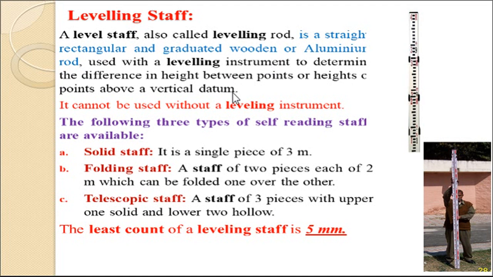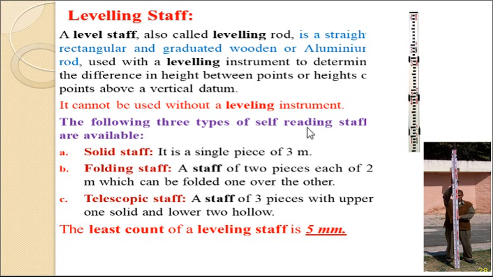It is generally used in leveling operations with the level instrument to determine the difference in heights between points that are above or below the datum level. It cannot be used without the leveling instrument, because we cannot use the staff alone to observe the readings. Hence where we have to determine the heights, at that point one person holds this leveling staff and another person observes the reading from the leveling instrument at a certain distance.